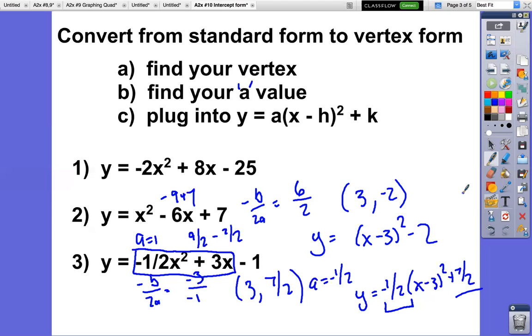How did you find your A value again? Sorry, it's already there. -1/2. So remember, it's y equals ax squared plus bx plus c. Your A value is always that leading coefficient for your quadratic term. Just like up here, your A value is 1, your A value is -2. Makes sense?